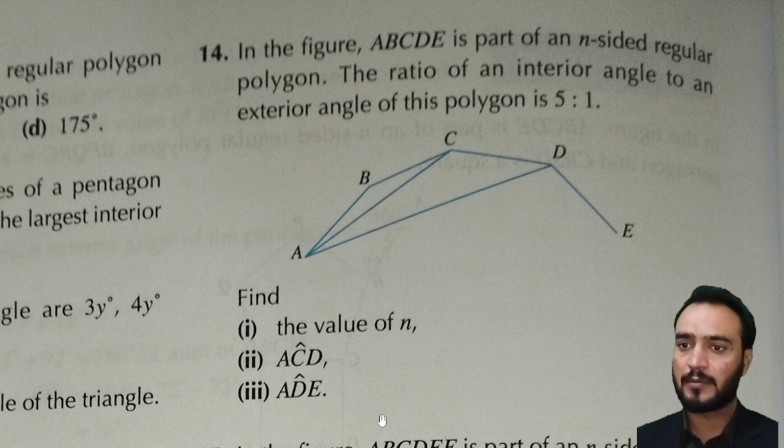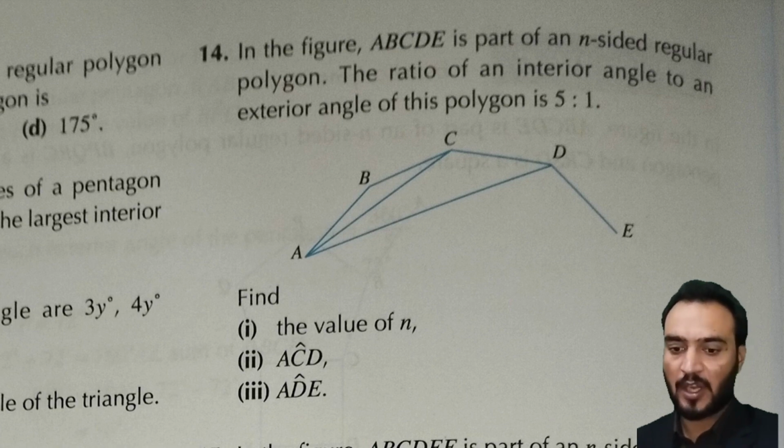From the n-sided polygon we have AB, BC, CD and DE. We have four of these sides of the n-sided polygon. The first thing is we have to find the value of n and these two angles. So let us solve this question, and the ratio of interior angle to exterior angle is 5:1.